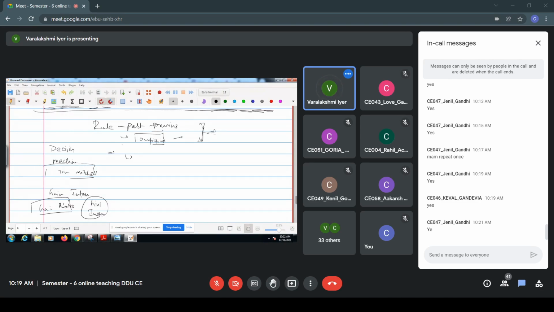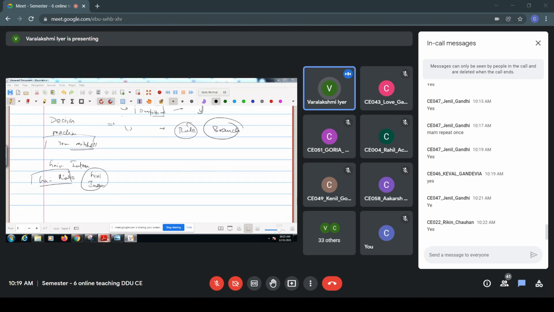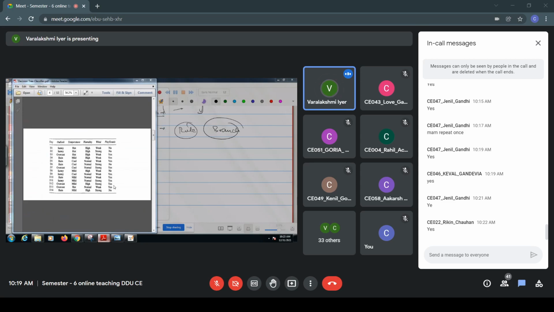Yes or no? Okay, so the last one is rule post pruning, which is one more method. In this case, we'll create rules for each of the branches. Each branch will create a rule. For example, let us take this particular example.